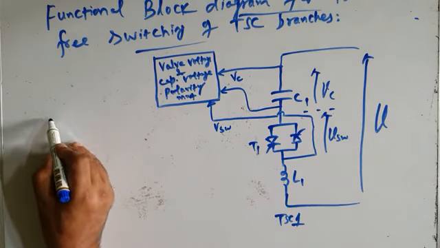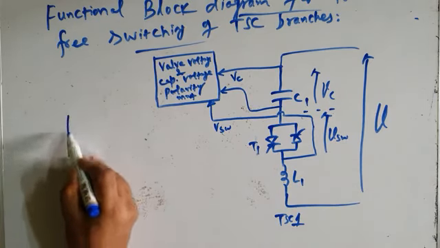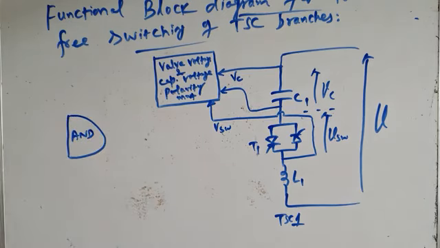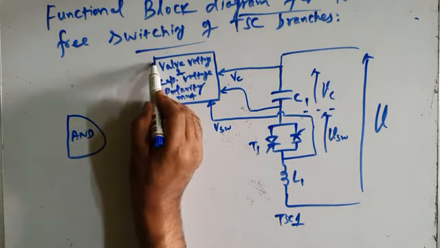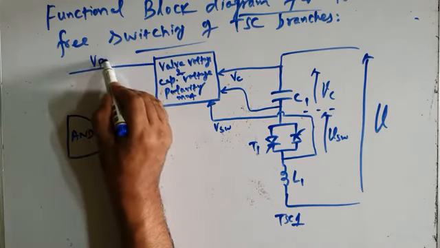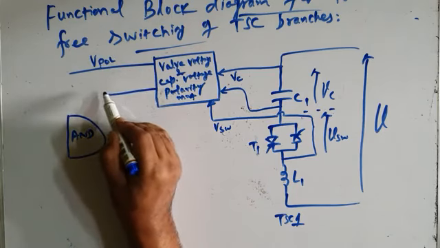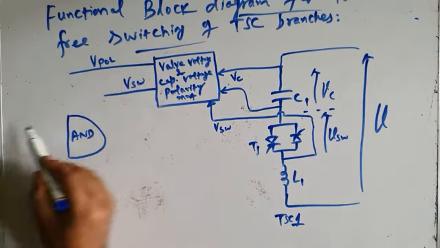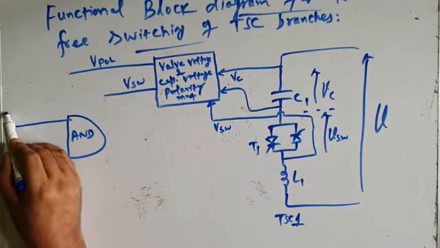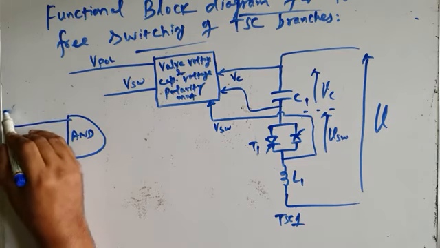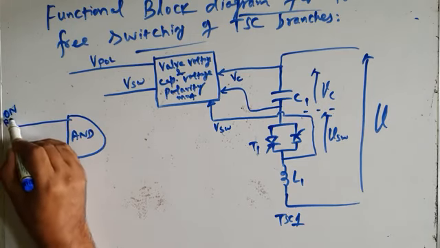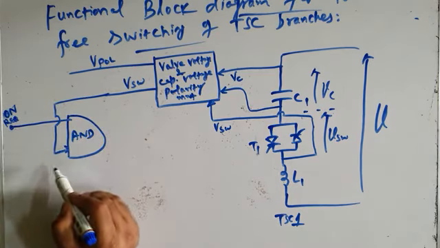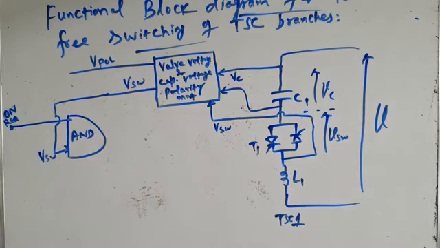Then I have an AND gate here. I have one AND gate here. This is the AND gate. I have two outputs from this block, VPOL and another is VSW. This is the on request signal, which comes from the block which I have already shown, on request. And another signal comes here, which is VSW, the switch voltage.